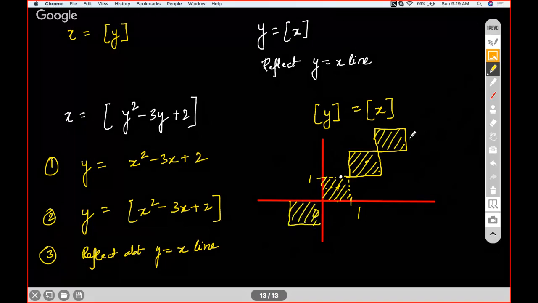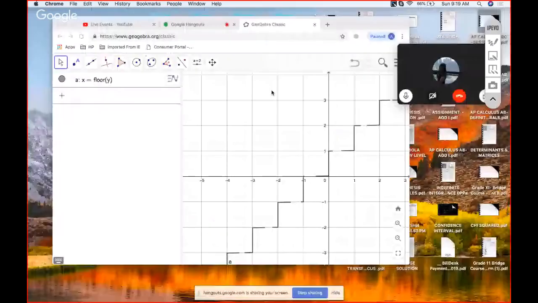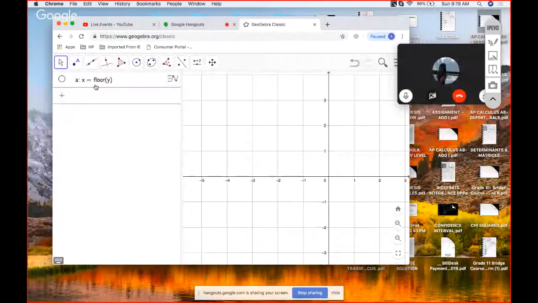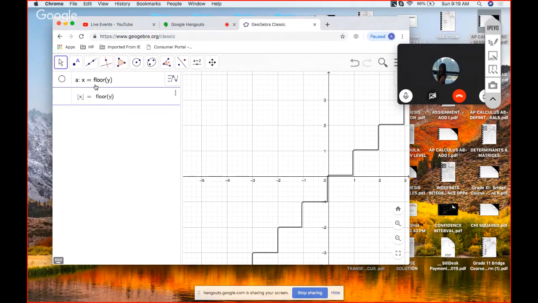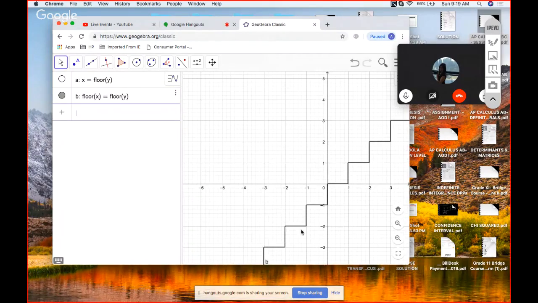Can we see it in GeoGebra once? GeoGebra actually doesn't show this, but let's try it out. Let's say floor x is equal to floor y. It doesn't show the complete region, it shows you the line. It's actually a shaded area. It's actually boxes like this.